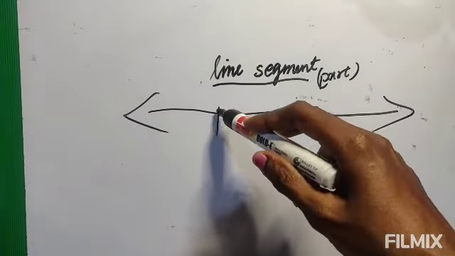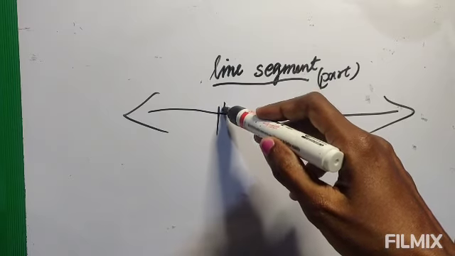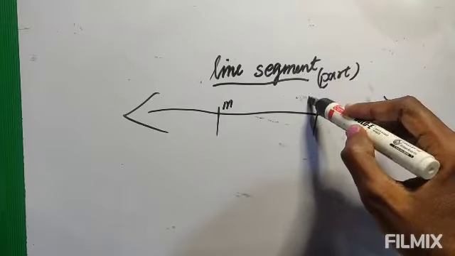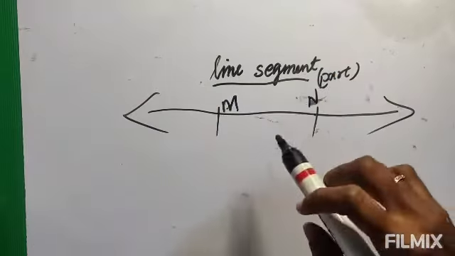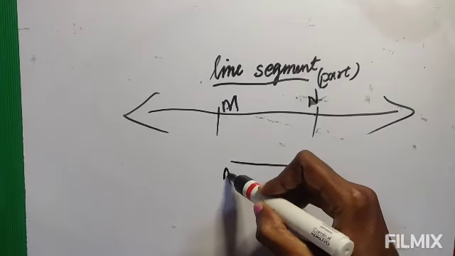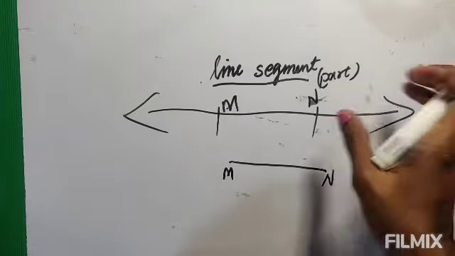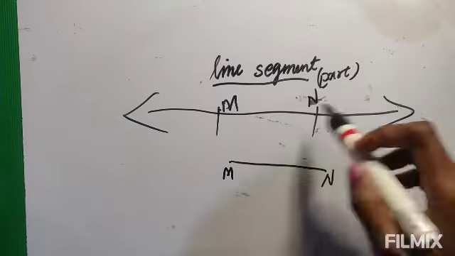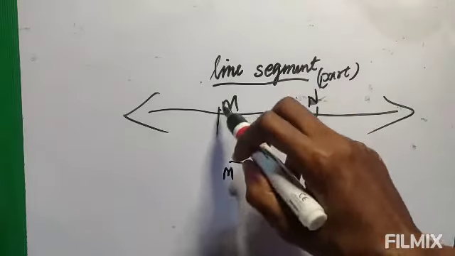Okay, so suppose this point is M, and this point is N. Sorry, for a point we always use a capital letter. So this is M and this is N. Only this portion we are taking, the other portion we are leaving. So this arrow mark is not there. Only this part of the line we are taking.